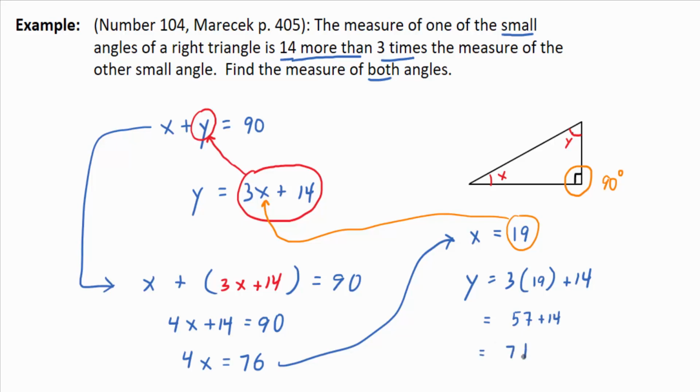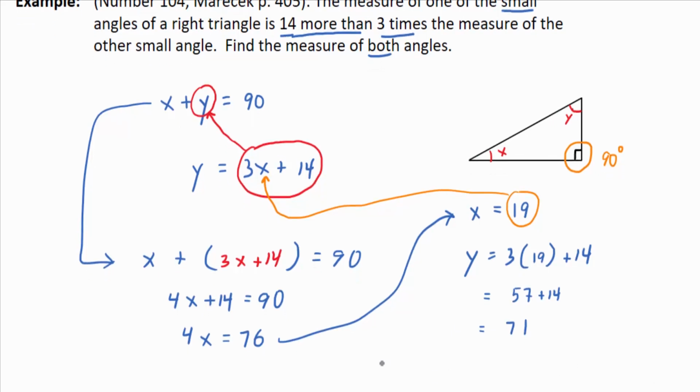71. Okay, so what would you say to answer this question fully? The angles measure 19 degrees, so put in the units at the end, and 71 degrees.